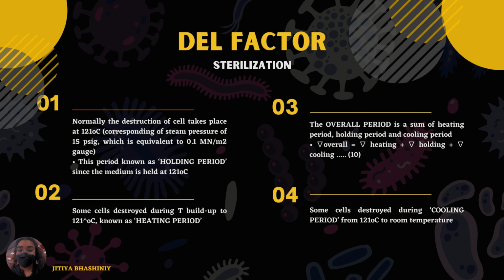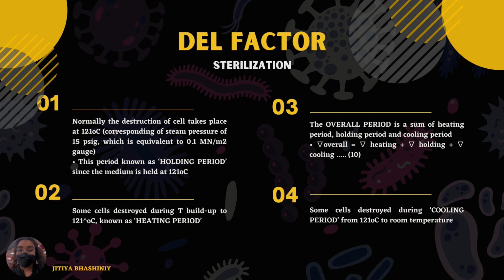Some cells are destroyed during the build-up to 121 degrees Celsius. This whole process is called the heating period. Some cells are also destroyed during the cooling period. The cooling period happens from 121 degrees Celsius to room temperature, meaning the temperature decreases. That's why it is known as the cooling period.